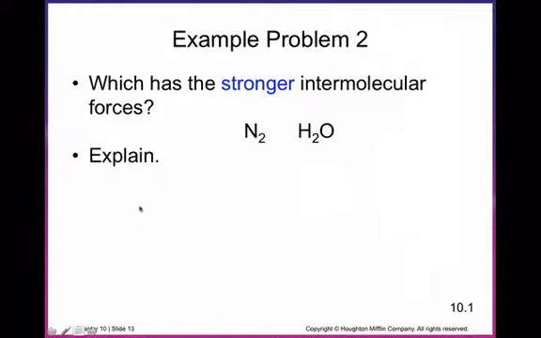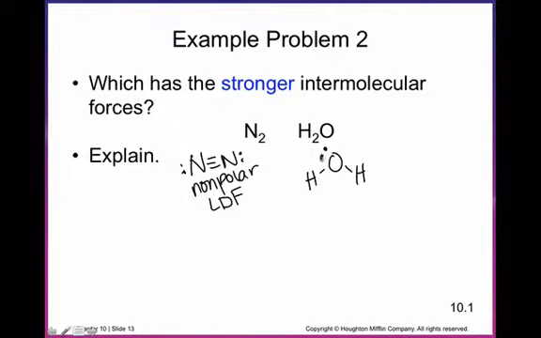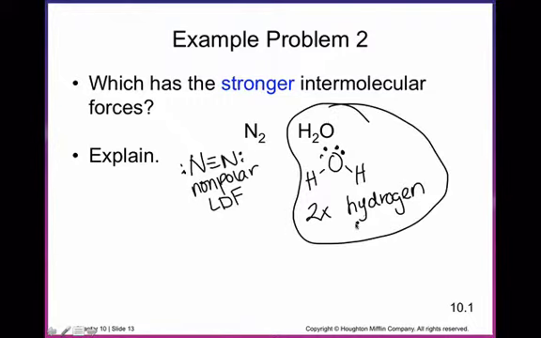Let's see, which has the stronger intermolecular forces, and they want us to explain. So if we think of nitrogen, and if we were to draw it out, nitrogen is a diatomic. It's going to be nonpolar, which means it's only going to have London dispersion forces as its intermolecular forces. Water, on the other hand, is going to have hydrogen bonding like we just said, and it's going to have 2 times the hydrogen bonding. So not just once, but twice. So this one is definitely going to win out as the one that has the stronger intermolecular forces because it hydrogen bonds. The nitrogen is a nonpolar that'll just have London dispersion forces.